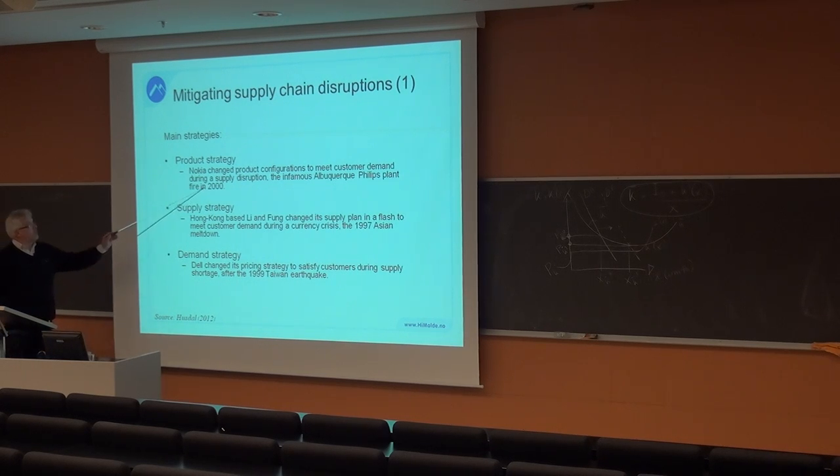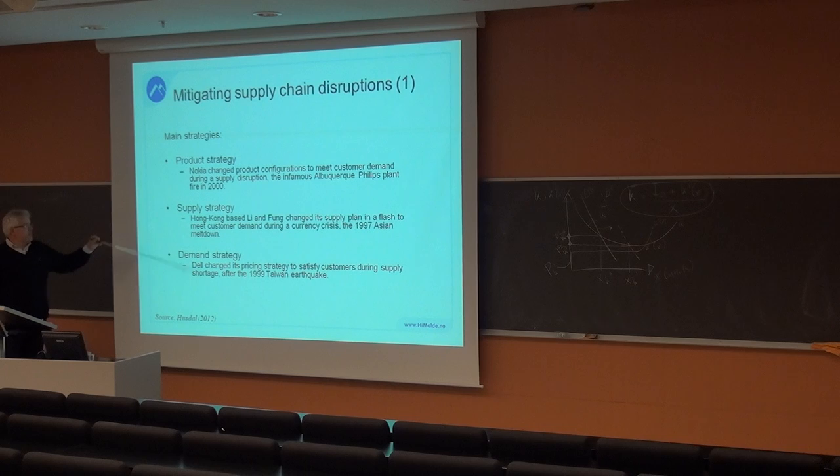This is a real world example, which is quite well known, where Nokia was very early. They were monitoring the situation closely. They discovered that this fire took place, and immediately they changed product configurations. Whereas Sony Ericsson, or Ericsson at the time, the other big Swedish mobile phone producer, they were left behind with a fortnight, 2 weeks, before they were able to catch up again. And they lost quite a lot on that.